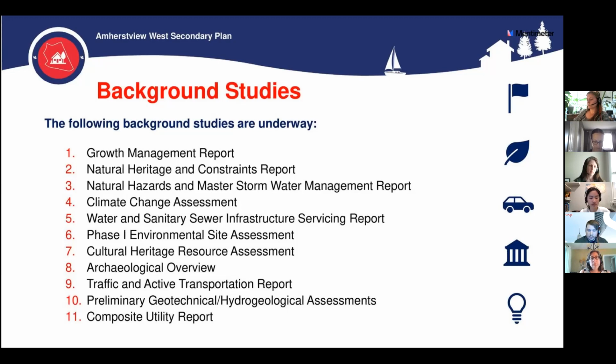The traffic and active transportation report is a key document looking at the interconnections between the existing road network and road networks within the secondary plan area to inform the land use concepts, while the preliminary geotechnical and hydrogeological assessments are really looking at opportunities and constraints with regards to bedrock, how shallow the bedrock is throughout this area, as well as groundwater concerns that might pop up in this area.